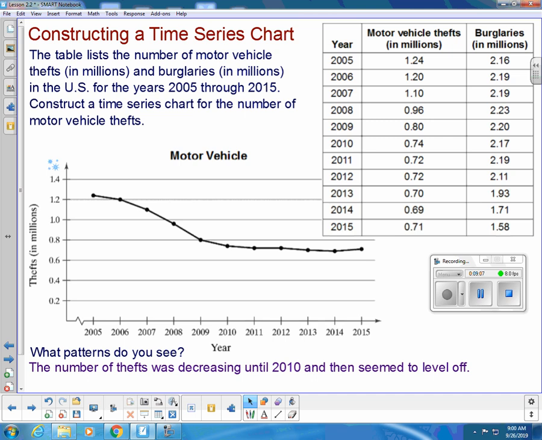Well, I guess it's motor vehicle thefts. I was thinking it was accidents. All right, so we're talking about thefts.